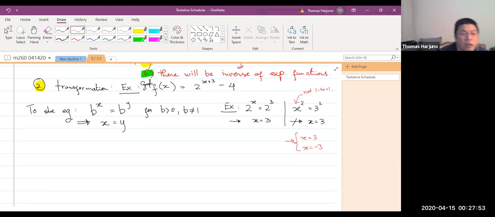Okay. Now let's do some problems from the book. I picked questions from page 336, 334. Before I start working on that, let's remind ourselves of some basic exponential rules.